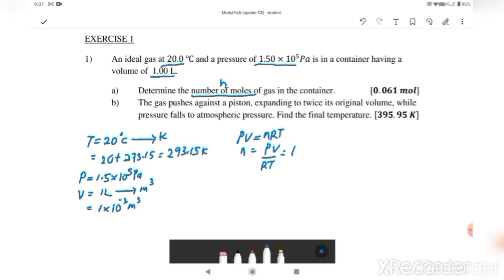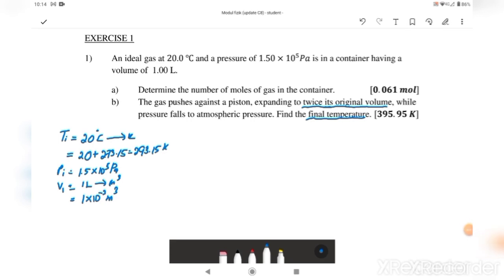So we have P is 1.5 times 10 to the power of 5, V is 1 times 10 to the power of negative 3, divided by R, the constant, which is 8.31, times temperature, which is 293.15. After you calculate, you will get the answer, which is 0.061 mole.